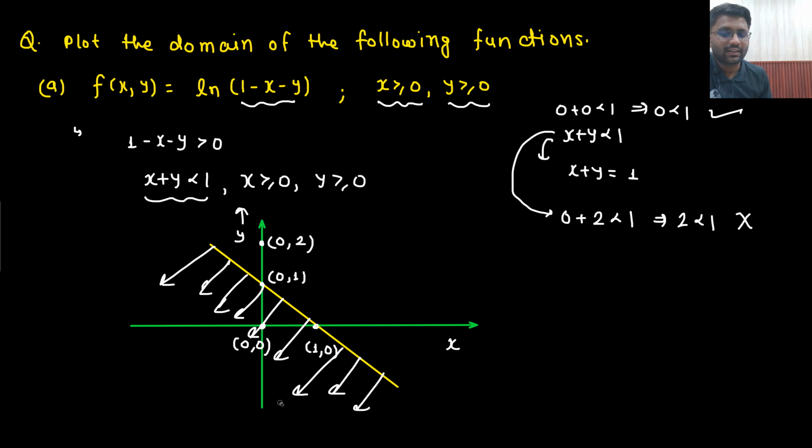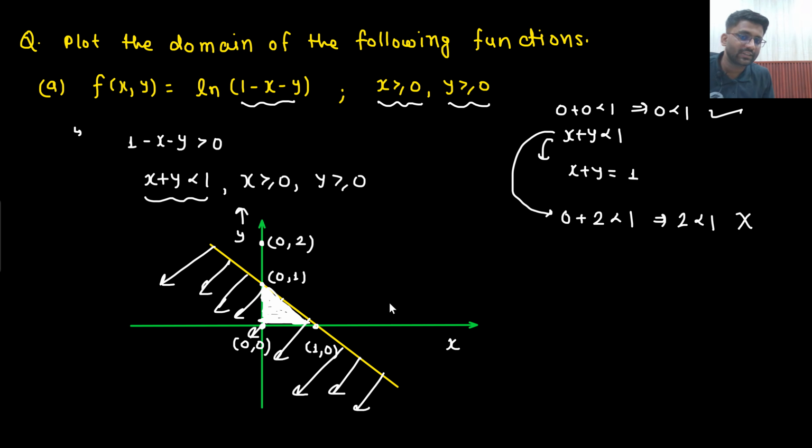Along with that, what they are saying? They are saying that x should be greater than 0 and y should be greater than 0. That means only this much region will be accepted. Are you able to understand this point? Only this much region will be accepted. X and y should be greater than 0, so negative values will not be accepted. Only x greater than 0 and y greater than 0.